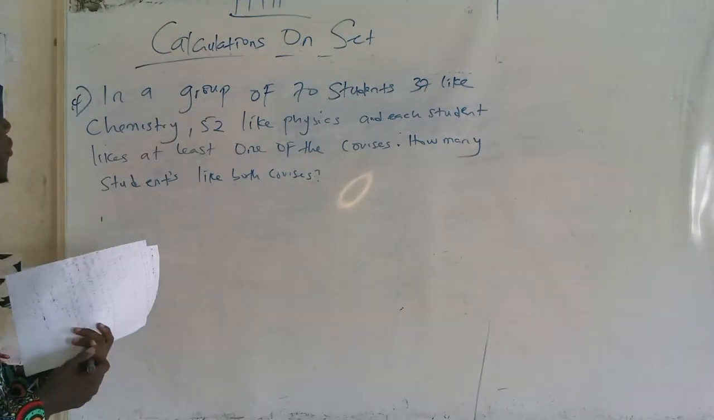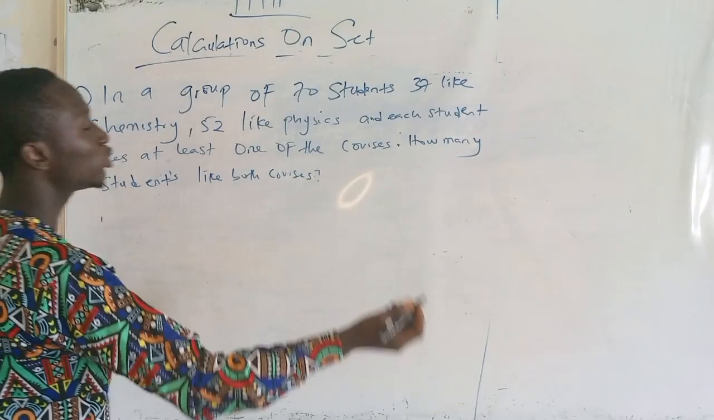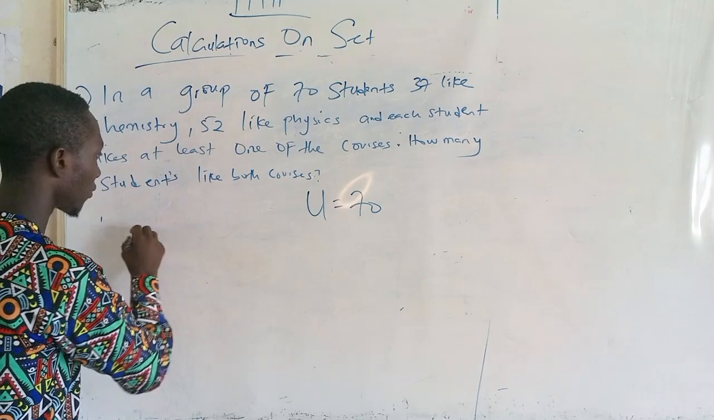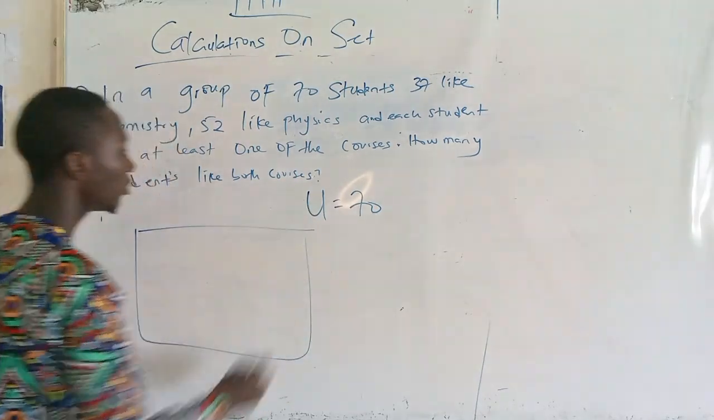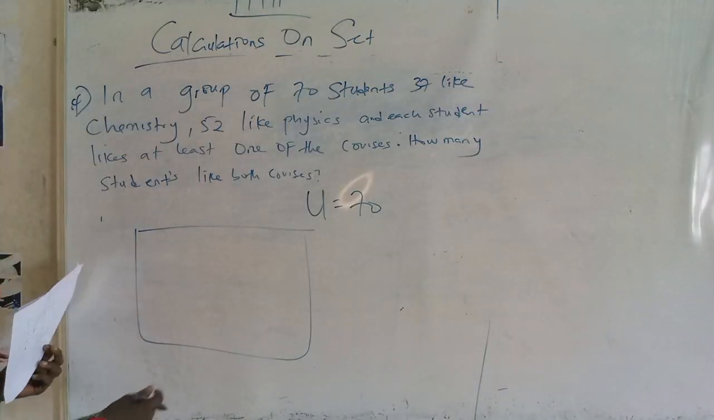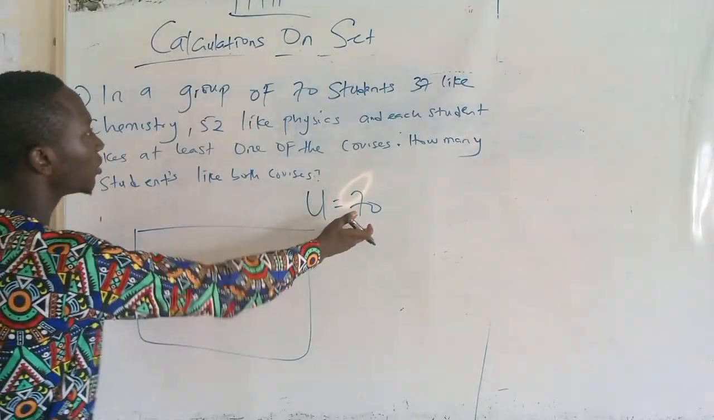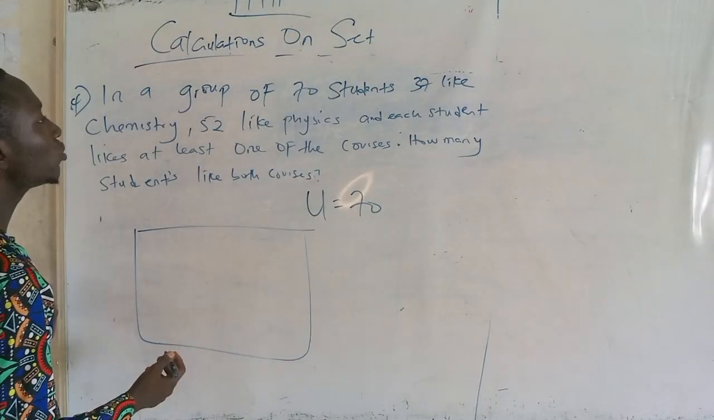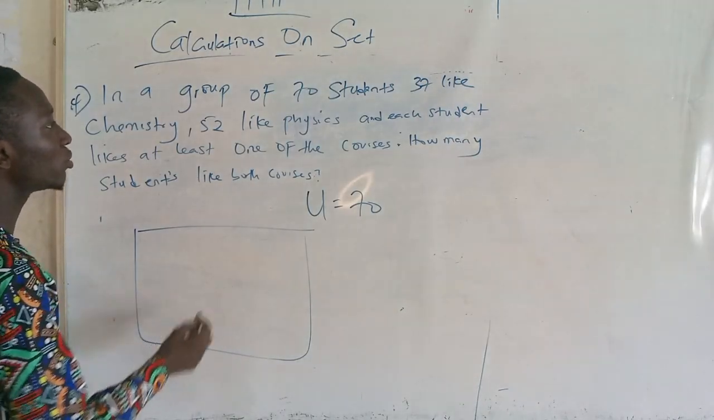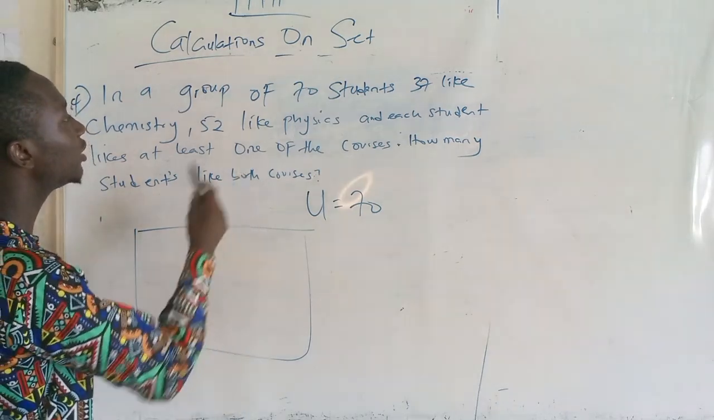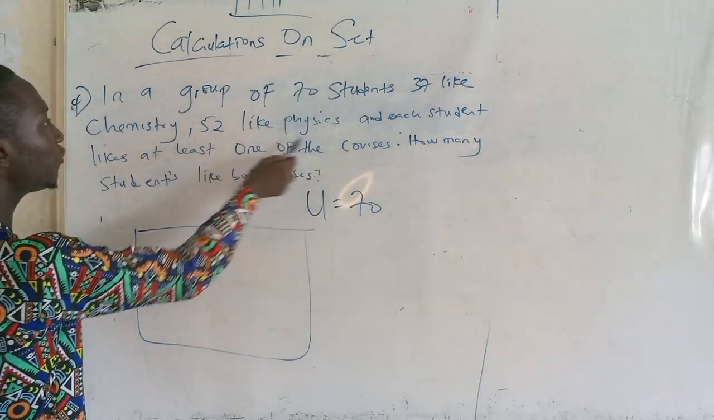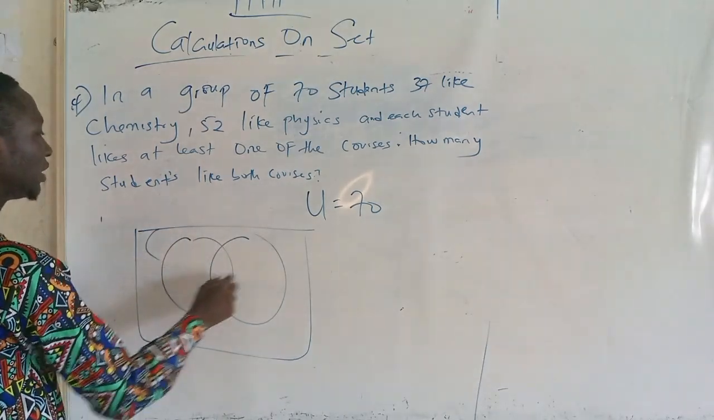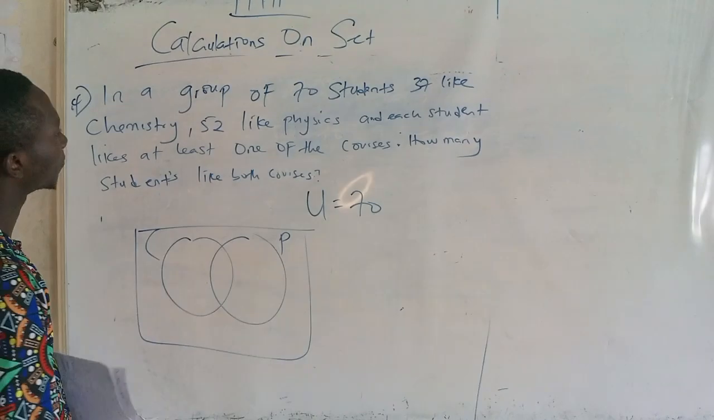So in this question we have a group of 70 students. So the total number of students is 70, which is the universal set. So I have to draw a rectangle to represent this. The universal set, this rectangle, is 70. The second thing we have to denote is the circles. How many subsets are in this question? They are talking about chemistry and physics. So we have two subsets, and we'll draw two circles representing C and P, chemistry and physics.